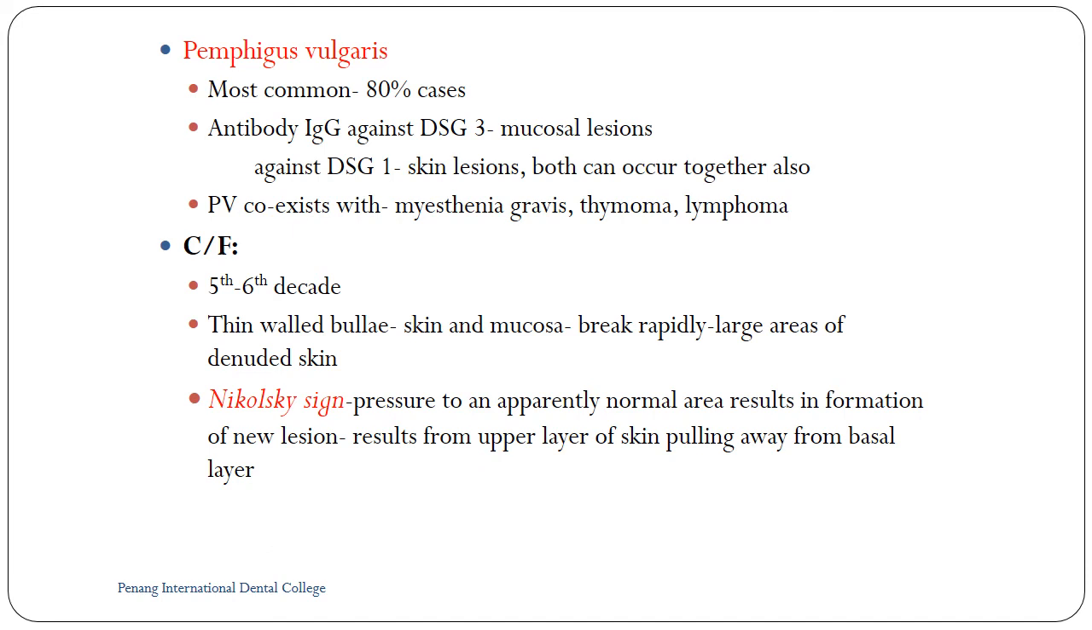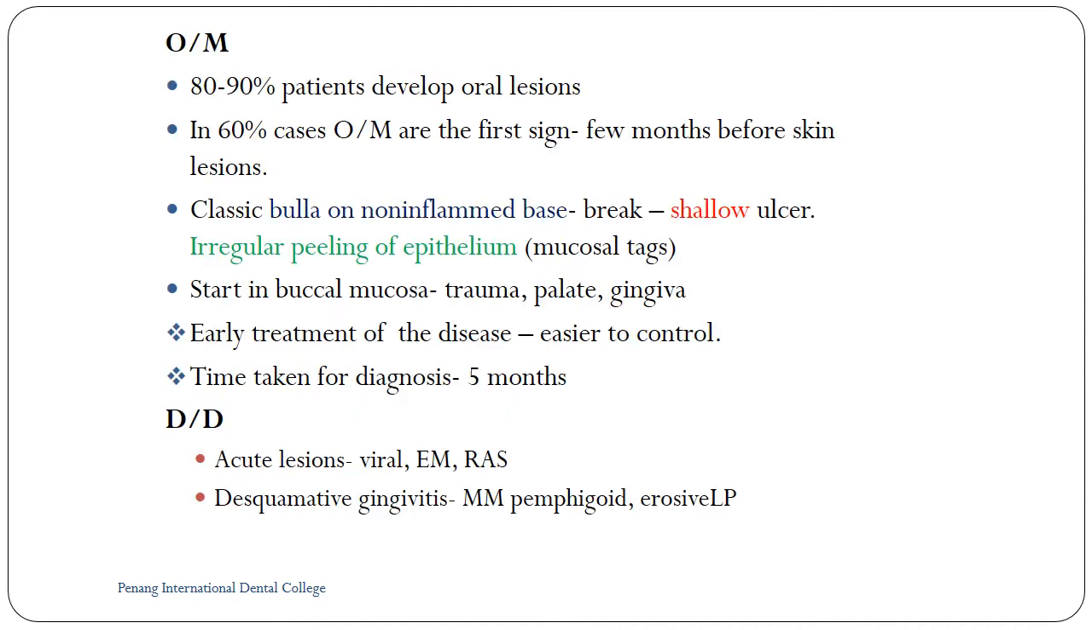Apparently when pressure is applied to a normal area, that results in formation of a new lesion, which is called the Nikolsky sign. It's very classic of pemphigus vulgaris. Microscopically, what we tend to find is separation or clefting of the suprabasal layer of the epithelium, and a vesicle forms at the site of epithelial split.